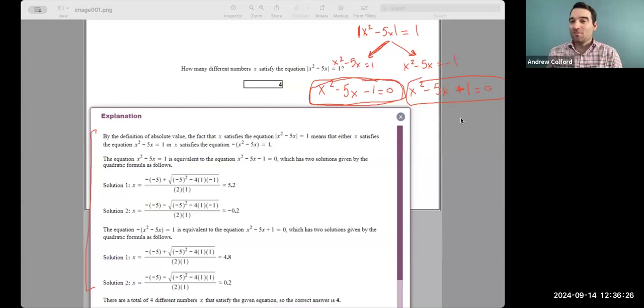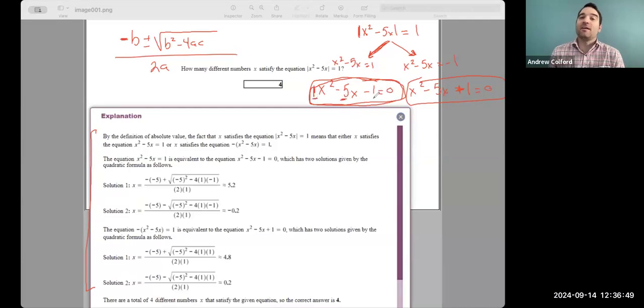Otherwise, the way to solve this, unfortunately, is with the quadratic formula. Negative b plus or minus the square root of b squared minus 4ac all over 2a, where a, b, and c correspond to the coefficients of each one of these. So in this case, the a would be 1, the b would be -5, and the c would be -1. We just plug it in and run it, and that gives us the two equations here. Now, here's what I'll say about this one.